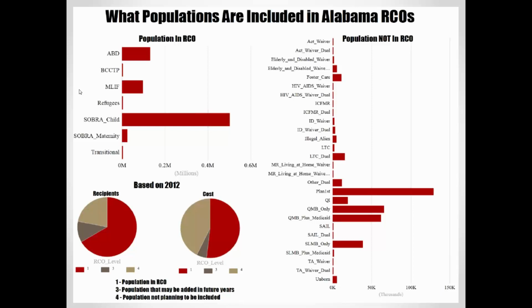The two pie charts on the bottom left show the population of the entire Medicaid population on the left, the recipients. The red area is the percentage that would be in the RCO, and then the other two areas are the ones that may be added in the future, or there are no plans to be added. So, rough guess, about 2/3 of the population looks like it will be included in the RCO. The pie chart to the right is the same color codes, but that goes over cost, and that's claim cost. And so you'll see just a little over half of the Medicaid claims cost would be included in that population.